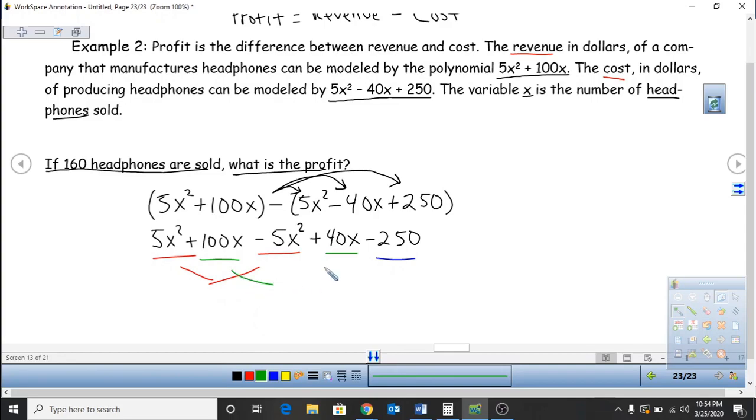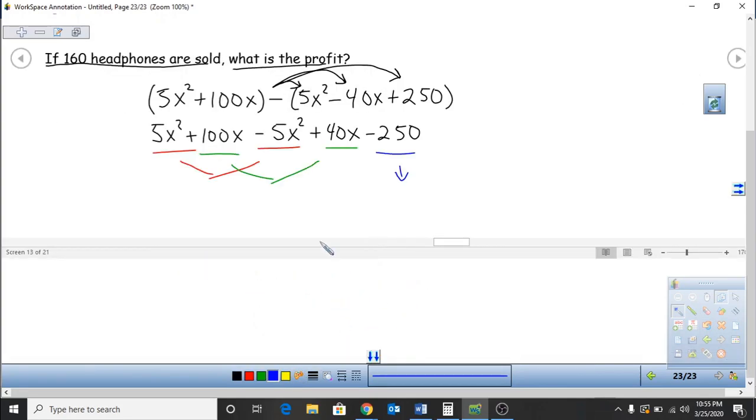And I'm going to combine these like terms. So I'm going to combine the red ones together. I'm going to combine the green terms together, and then the blue one, again, has nothing to combine with. Okay. So 5x squared minus 5x squared, again, this is just the additive inverse because they're the opposite. So these actually just cancel out, so we don't need that. If I have 100x and I have 40x, well, that's just going to give me 140x. And then this minus 250 has nothing to combine with, so I'm simply going to bring it down. So this must be my expression, 140x minus 250.